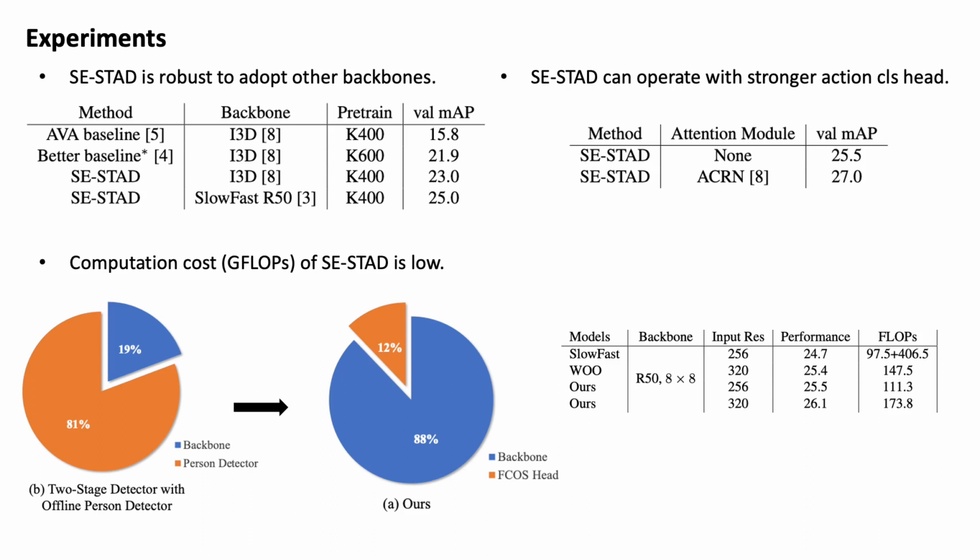SE-STAD also has great generalization ability. SE-STAD can cooperate with other backbones and stronger action classification heads. Cooperating with a simple attention head, the ACRN head, SE-STAD can obtain additional gains.